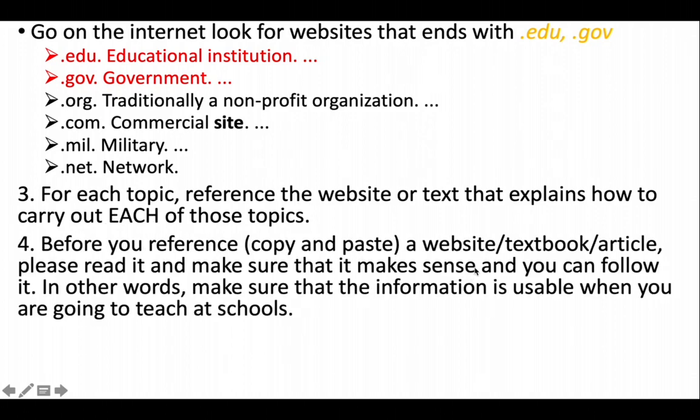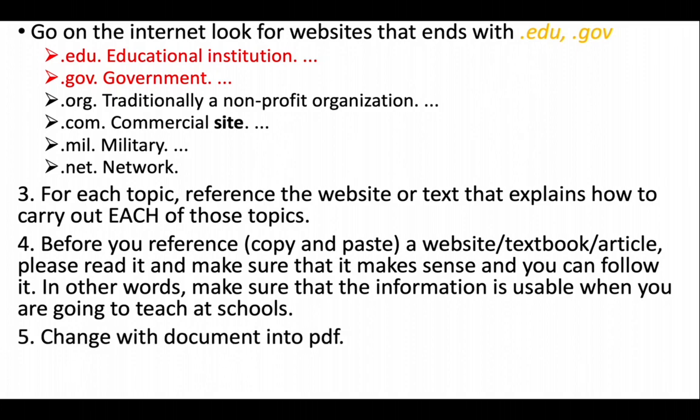Before you copy and paste, read the website. You need to read and ensure that whatever is written there makes sense and you can follow it, and it can help you when you go into the classroom. In other words, make sure that the information is usable when you go and teach. I want you to already start preparing for that. You have information on how to write different kinds of genres or different types of texts.